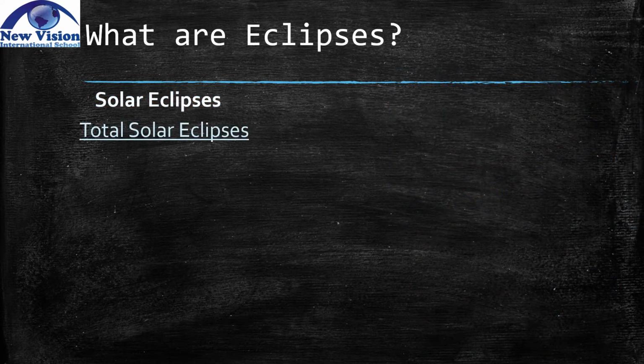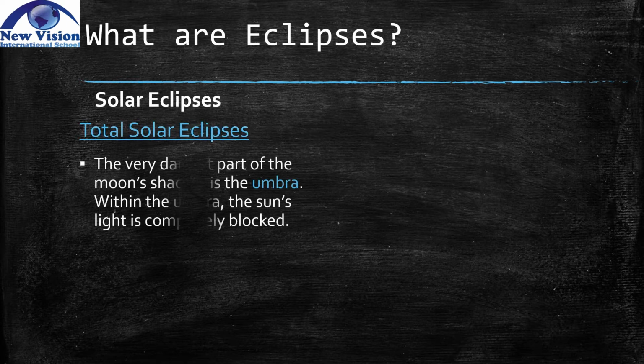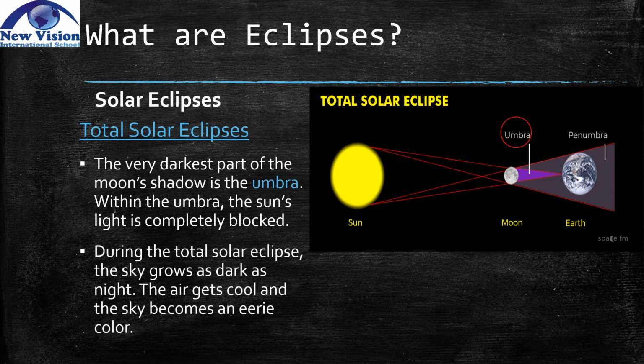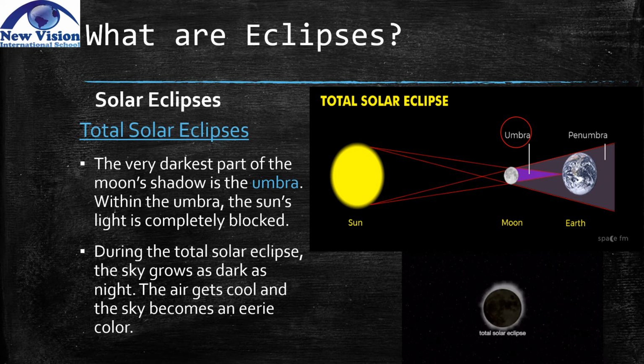Total solar eclipses. The very darkest part of the moon's shadow is the umbra. Within the umbra, the sun's light is completely blocked. Only people within the umbra experience a total solar eclipse. During the total solar eclipse, the sky grows as dark as the night. The air gets cool and the sky becomes an eerie color.